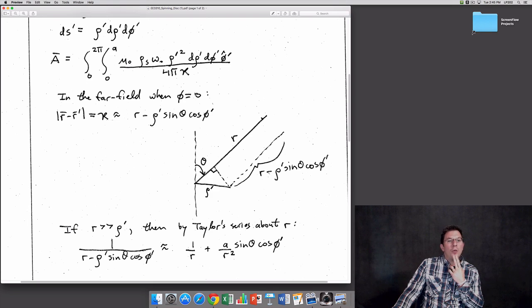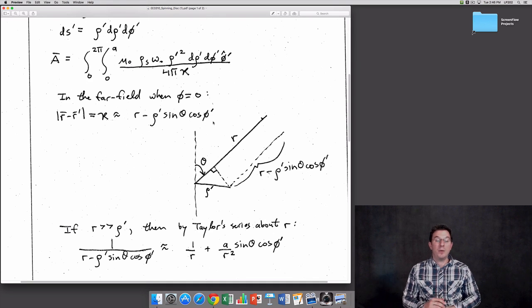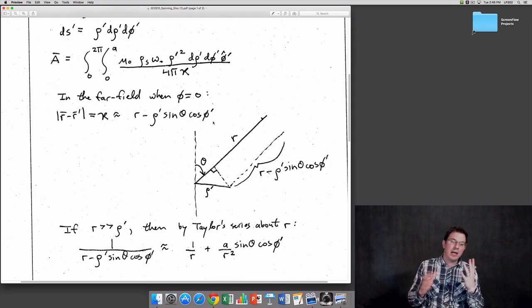Okay, well, the first thing to observe here is that when you set phi equal to 0, so you're observing on the x-axis, you can make this particular approximation right here. You can say that the magnitude of the displacement vector, capital R, is approximately equal to the magnitude of the observation vector, little r, minus rho prime times sine theta cosine of phi prime. Well, how in the world do you come up with that approximation?